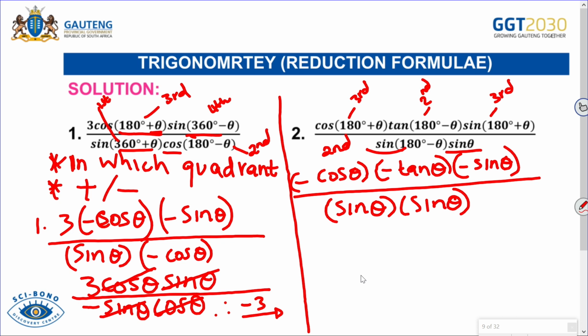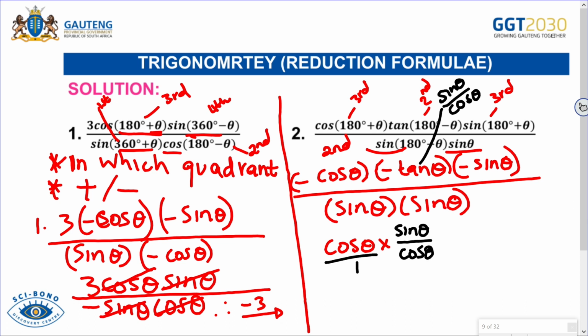So I say negative times negative, I'll get positive cos theta times tan theta. Remember from your identities, we said tan theta, if you change it, you'll get sine theta all over cos theta, right? So if I change it, I'll get sine theta all over cos theta. This one is all over 1. And then I still have my negative sine theta. And then it's all over sine theta times sine theta, I'll get sine squared theta.